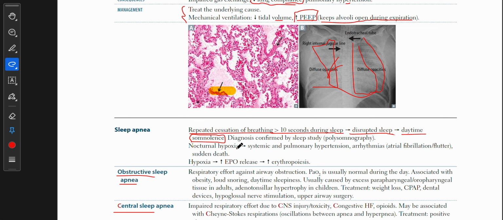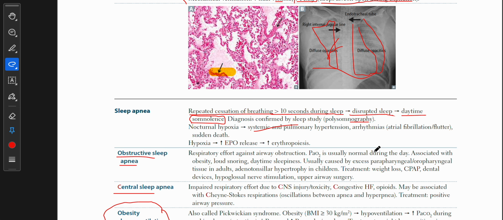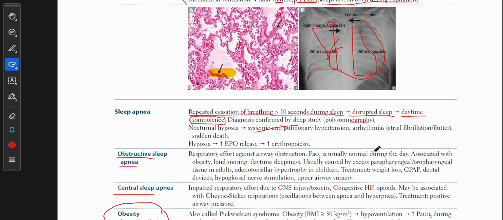And diagnosis is confirmed by a sleep study, that is polysomnography, and nocturnal hypoxia can cause systemic and pulmonary hypertension, arrhythmias like atrial fibrillation and further, and also sudden death. So hypoxia leads to an increase in erythropoietin release, so that will lead to an increase in erythropoiesis. So basically in sleep apnea there is reflex polycythemia, right? We have to remember concepts like this.